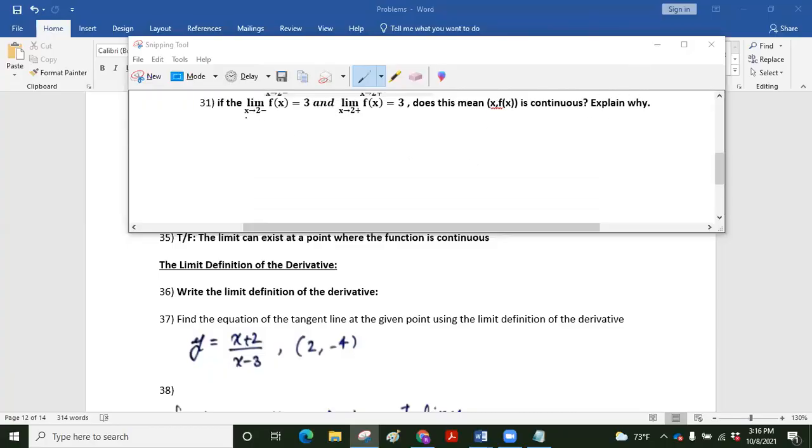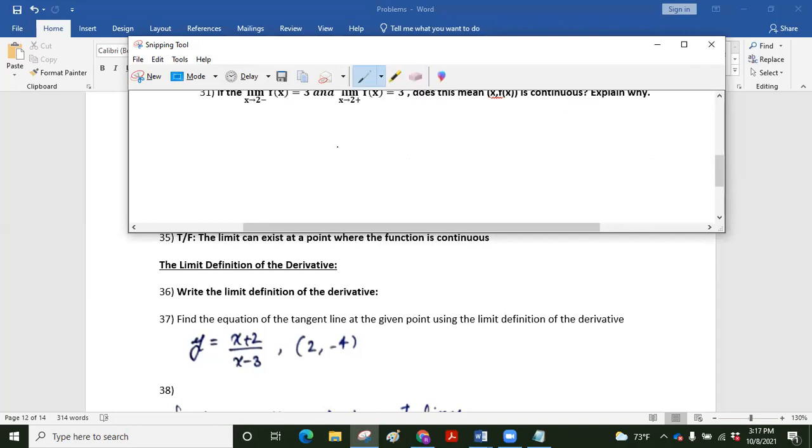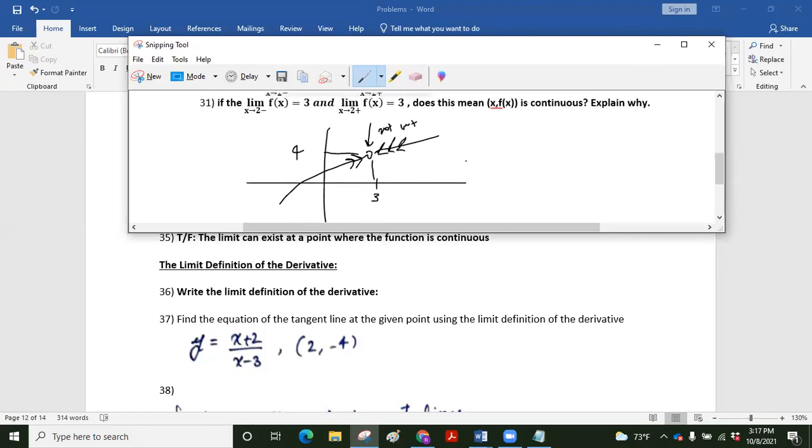Next one is saying if the limit as x approaches 2 from the left is 3, and the limit as x approaches 2 from the right is 3, does this mean that f of x is continuous? So think about it. So we have this, right? 3, like a point like that. So the limit can exist at an undefined point, right? So at an undefined point, this point is not continuous. It's not continuous, but the limit can exist there, right?